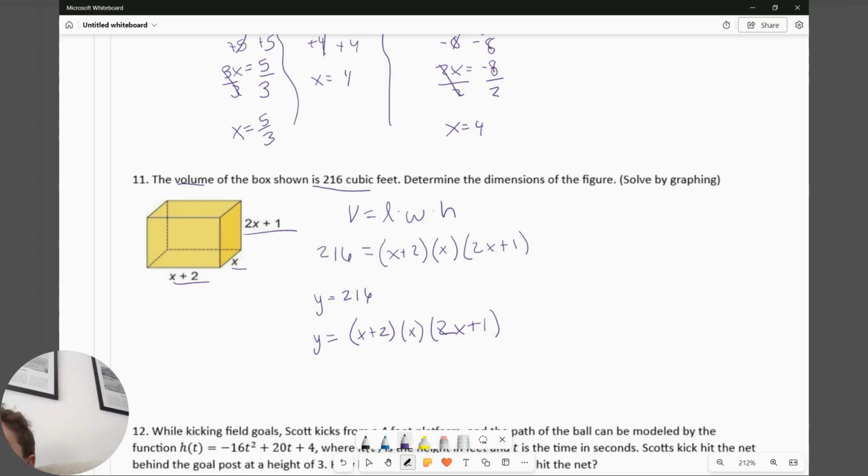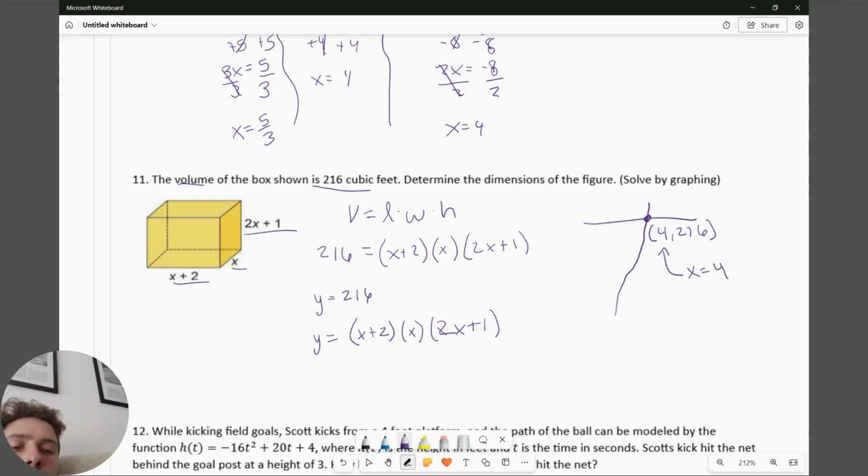And what you would end up seeing is something similar to what we had before, but now it's probably going to look something like this, where it's kind of a straight up line with a line sideways. And if you click on it, it says they cross at 4, 216. Again, we only care about the x value at that spot in which they intersect. But what they said is determine the dimensions. They didn't just tell us to solve for x. They want the actual dimensions.